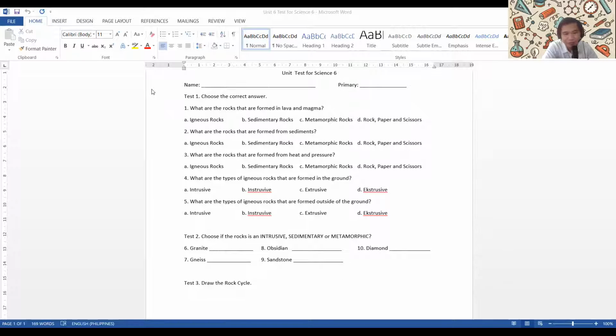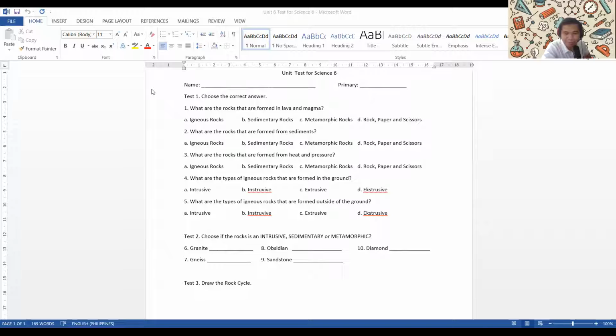And number 5, what are the types of igneous rocks that are formed outside of the ground? Is it A, intrusive, B, intrusive? Is it C, extrusive? Is it D, extrusive? It is letter C, extrusive. Did you get the correct answer? Good. Now, that's test 1. I am sure if you listen to me, you got the first 5 correct answers.